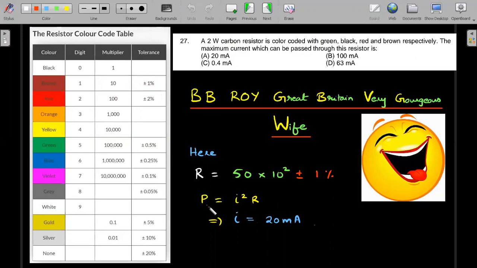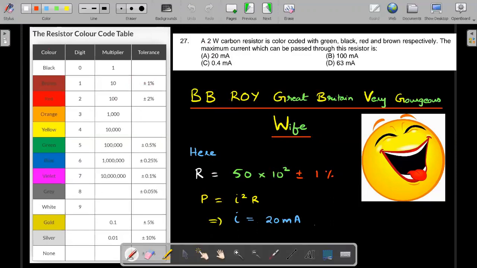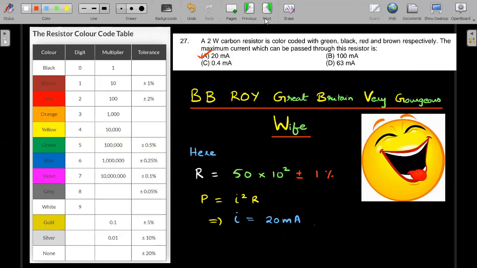Okay, right? And the power is related to I square R. R is only this green part value. Power is given as 2 watt. You should be getting 20 milliampere. Yeah, that's it. That's the answer required. Okay, right? So next one.